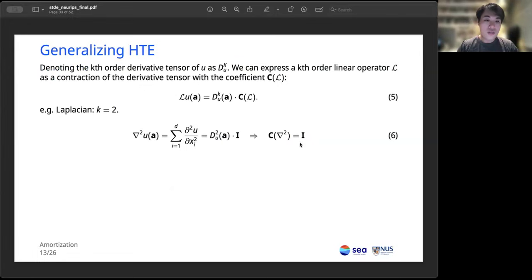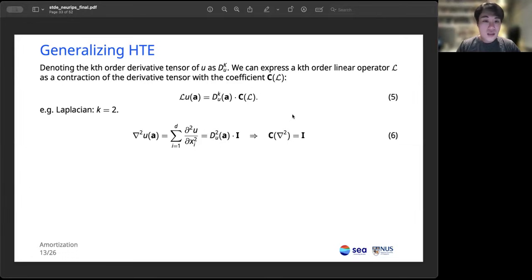So we can use this to generalize HTE for arbitrary linear derivative operators. The first step is to rewrite the action of a linear derivative operator L on a function u as applying a coefficient tensor to the full derivative tensor. For example, if L is the Laplacian again, the special case of equation 5 would be equation 6. The derivative tensor will be just the Hessian, and the coefficient tensor will be just the identity.